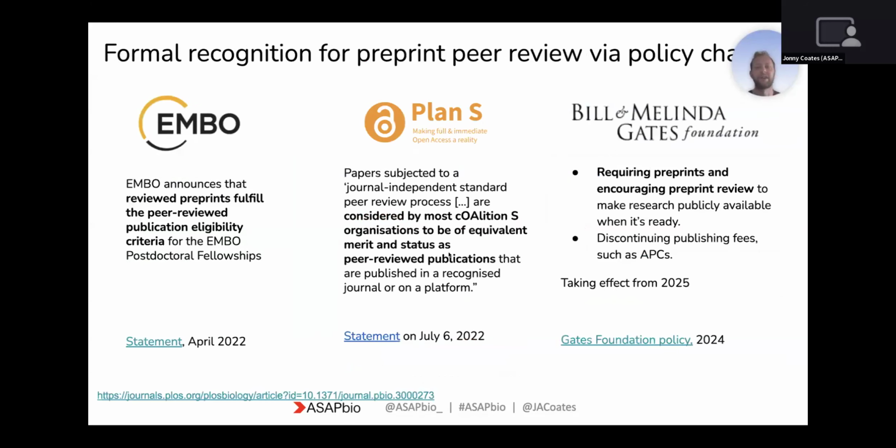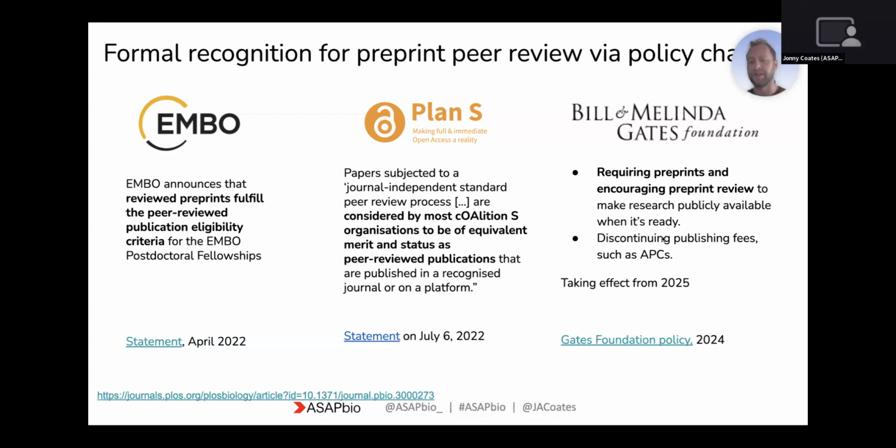The other thing we're seeing is a lot of policy changes around preprints, but particularly peer-reviewed preprints. So in 2022, EMBO announced that any reviewed preprint would fulfill the eligibility criteria for their postdoctoral fellowships. Plan S, of course, is very supportive of peer-reviewed preprints, and they state that these should be considered the equivalent of a peer-reviewed publication. So you can see we're already starting to remove the need for a journal if you have a preprint that's peer-reviewed.